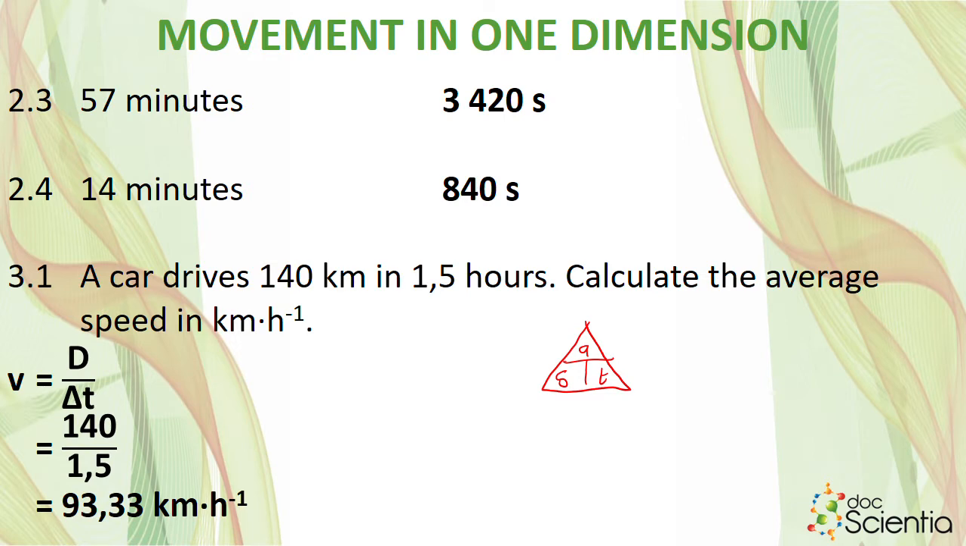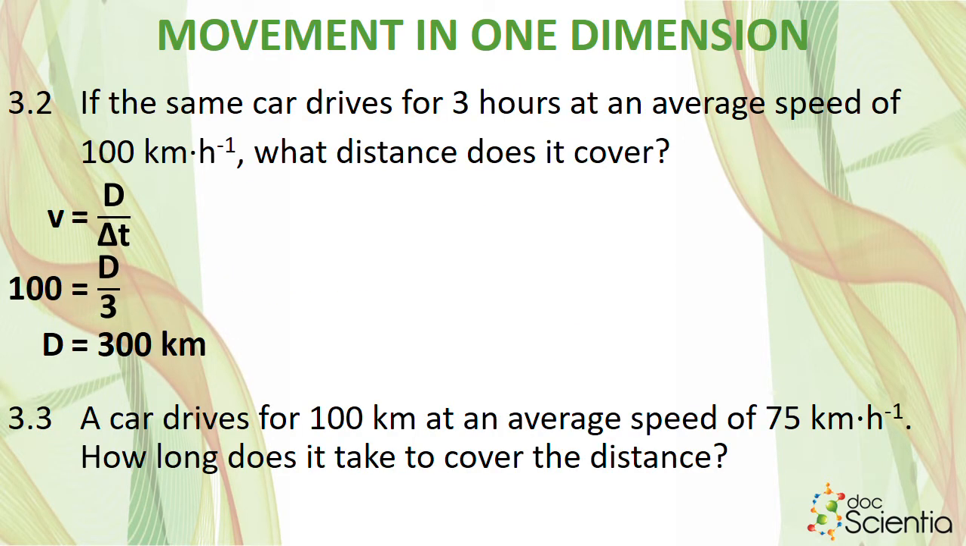En dan sê hulle vir jou, wat is dieselfde kar vir 3 ure ry teen 'n gemiddelde spoed van 100 km per uur? And for that you use the same formula, distance is equal to velocity, or in this case speed, times time, and then you just multiply them and you get that he covered a distance of 300.